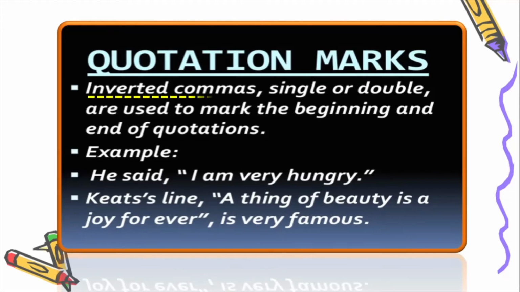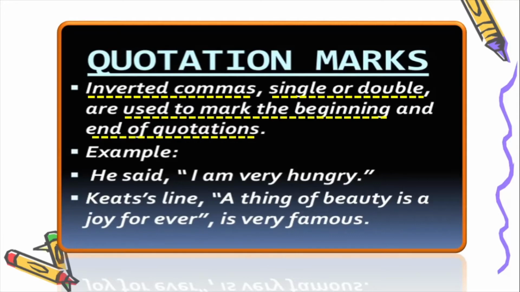So inverted commas, single or double, are used to mark the beginning and end of quotations. Okay, so inverted commas, like I told you, they could be single, they could be double. They are used to mark the beginning and the end of quotations. Quotations means what? Something which a famous person has said. Even when you talk about what an ordinary person has said, that is when you talk about direct speech, you make use of quotation marks.